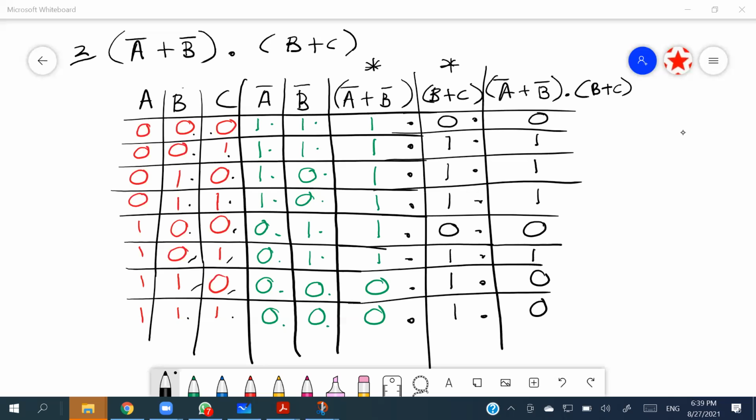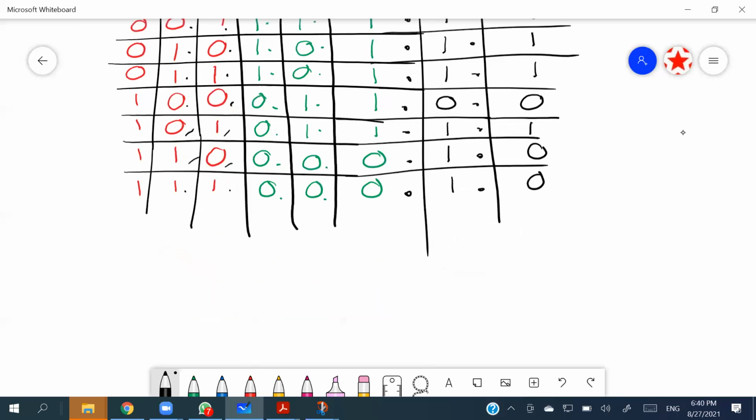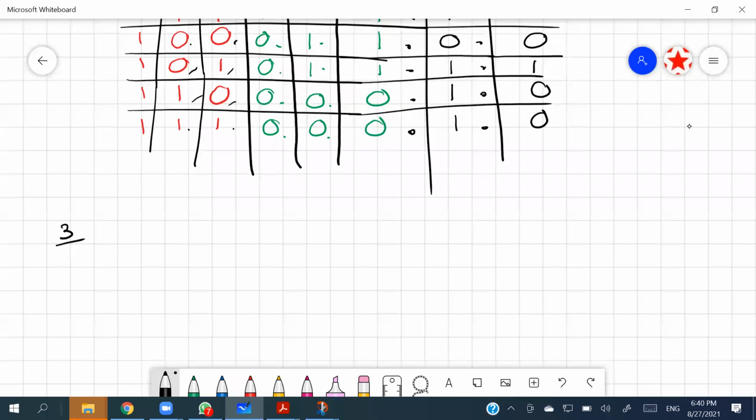Right. Can we discuss this? Third question, do you need more time? Okay. So here we go, the third one. Now in the third one, you are facing with only two variables.